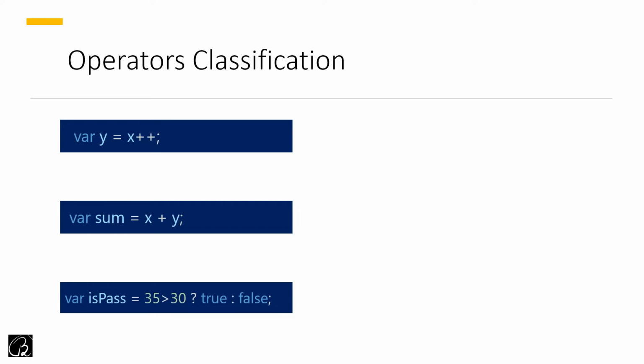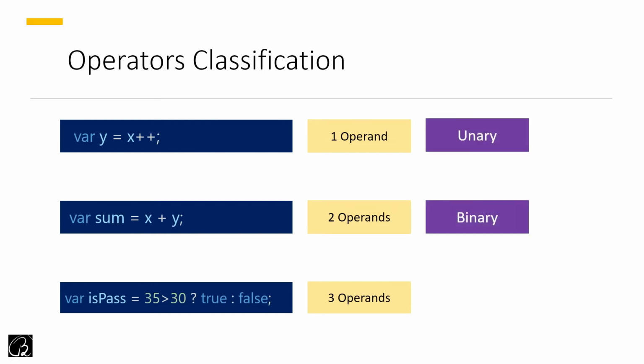Not at the operator level. Let's try to understand from the operand level. In the first expression, we have only one operand, that is x, right? In the second example, we have 2 operands, that is x and y. But in the third example, we have 3 operands. Number 1 is the condition, that is 35 greater than 30. It is an operand because it is a constant. Then we have true and false. We have a total of 3 operands, all constants. Now based on the number of operands that an operator works on, we divide operators into 3 parts: unary, binary and ternary.